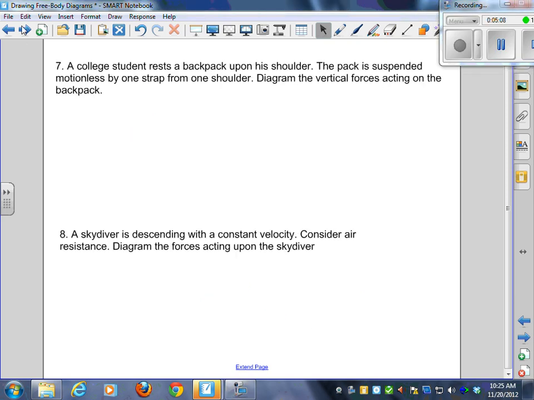Number 7, a college student rests a backpack upon his shoulder. The pack is suspended motionless by one strap from one shoulder. Diagram the vertical forces acting on the backpack. The vertical forces. There is no surface. There is only a weight force. It's one strap, so a single tension force. FT, or if you prefer FA, I'll take either one. Right? Tension force or applied force.